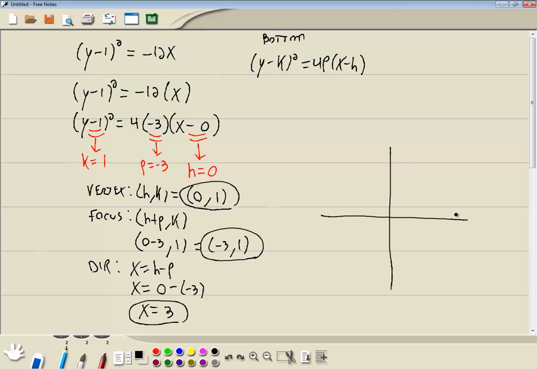And let's go ahead and sketch those. Vertex is (0, 1), which is right there. And our focus is (-3, 1), which is right there. And our directrix is x equals 3, so it's going to be a vertical line at 3.